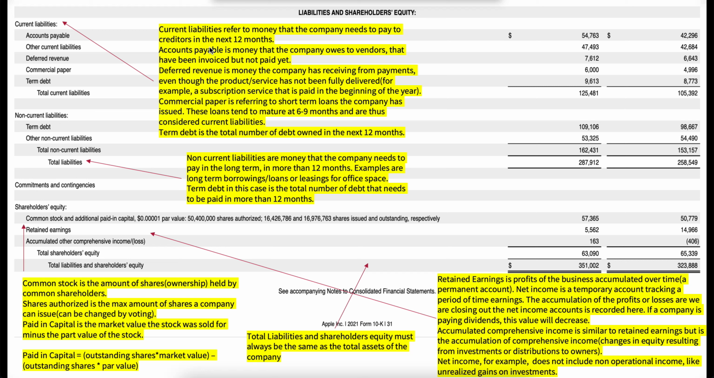For instance, accounts payable is money that the company owes to vendors that have been invoiced but not paid yet. So we have gotten some, let's say, product, but we haven't paid for it yet. And this is a liability for the company because it's owed.